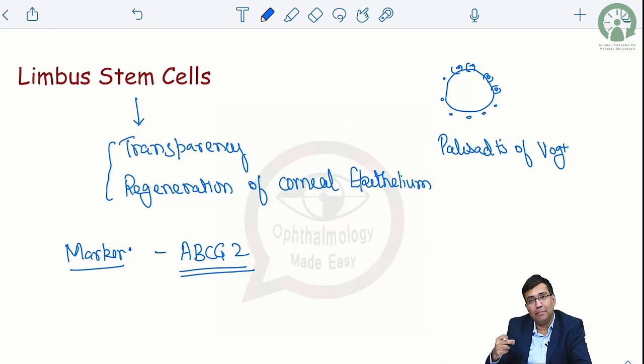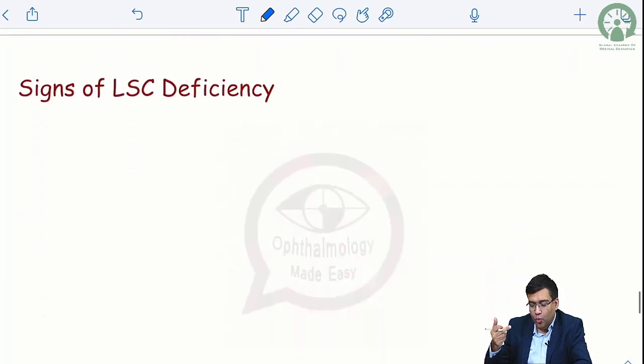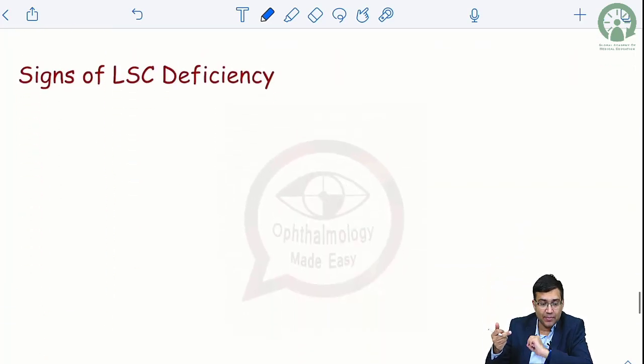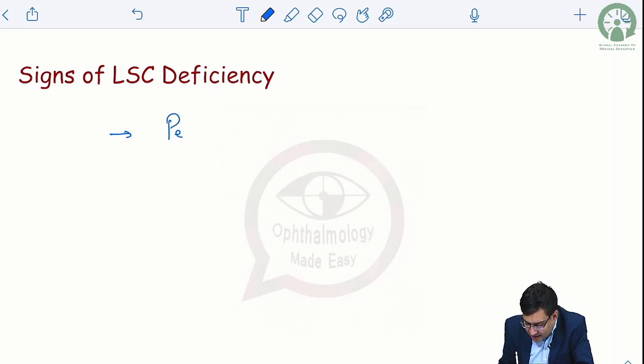So what would happen if there is a limbus stem cell deficiency? There are many causes of limbus stem cell deficiency. We would discuss that. But first of all, what are the signs of the limbus stem cell deficiency? Remember that there would be decreased transparency of the cornea. Why would there be decreased transparency? Because epithelium would not regenerate. So there would be a persistent epithelial defect.